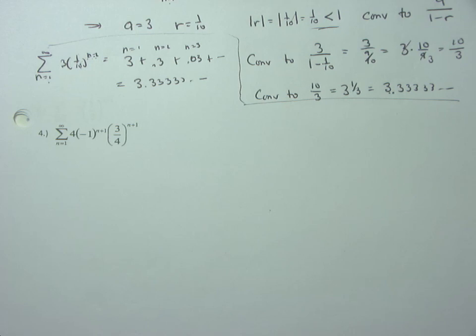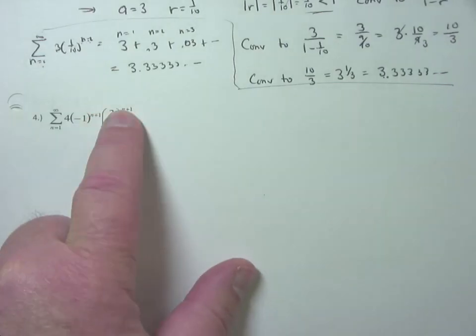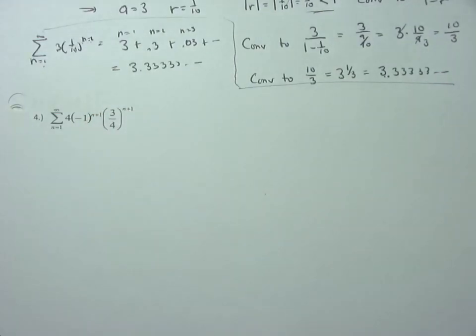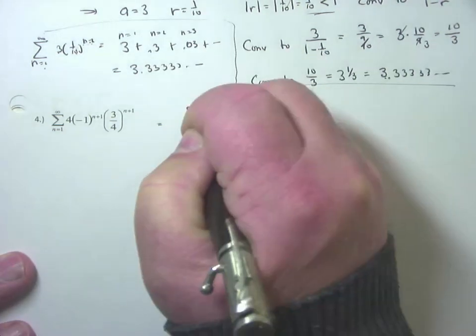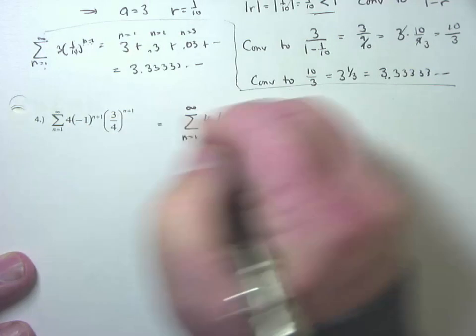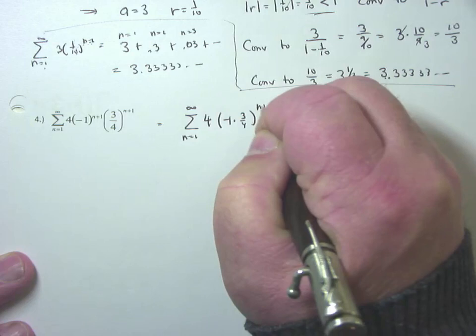How do you recognize that? It's a series, big old sum in front of it, with numbers being raised to powers of n. Two different numbers, a -1 to the n plus 1 and 3/4 to the n plus 1. So the first thing I'm going to do is use my property of exponents. Because these guys have the same power, I can factor out that power. So this would be equal to the sum as n goes from 1 to infinity of 4 times (-1 times 3/4), pulling that out and factoring out the power, n plus 1.